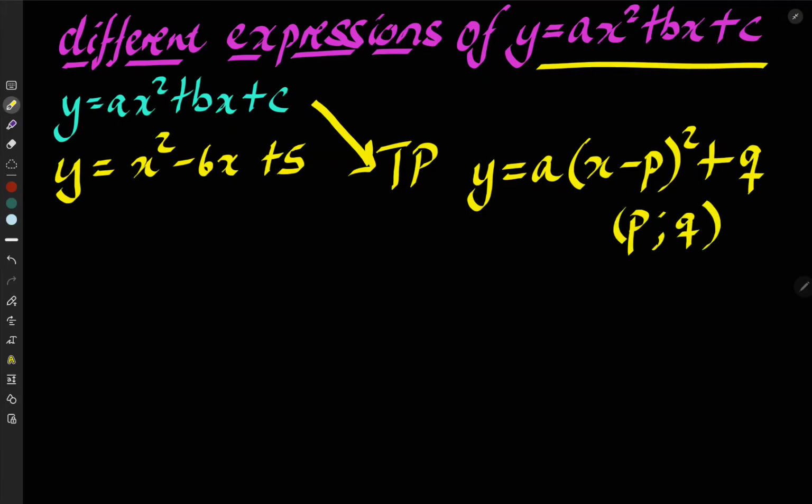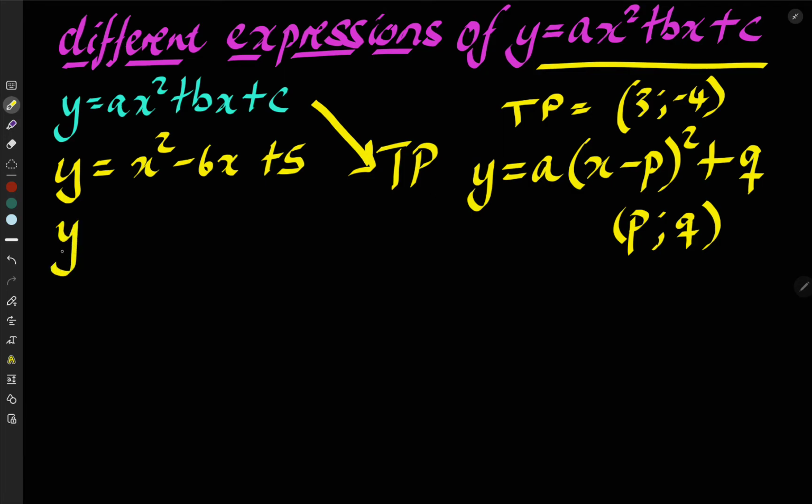So p and q are the coordinates of the turning point. And we have those coordinates. Remember, we said the coordinates of the turning point in this equation were 3 and negative 4. If you're not sure, go back to the previous example that we did. So the turning point is 3 and negative 4.